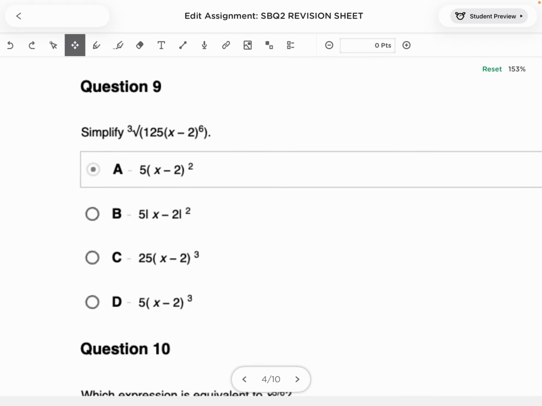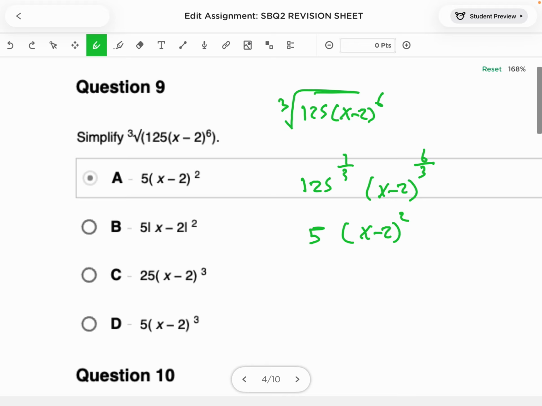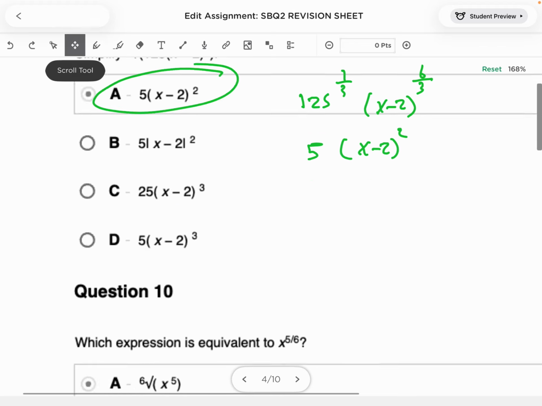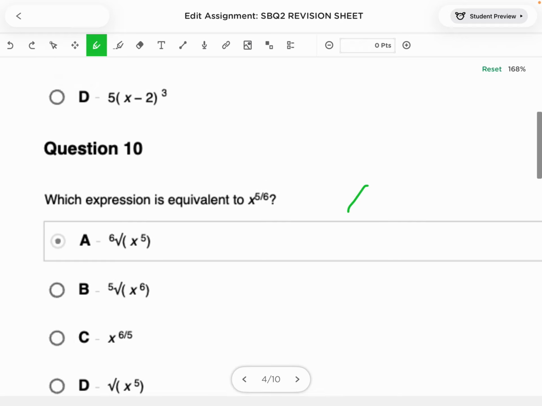Next one, they need us to simplify. So I will write it as one. This is the third root of 15, x minus 2 to the power 6. So it will be 15 to the power 1 over 3, x minus 2 to the power 6 over 3. The first one of the calculator is 5. The second one is x minus 2, all to the power of 2. Write it in radical form. This is x to the power 5 over 6. So it is the sixth root of x to the power 5.